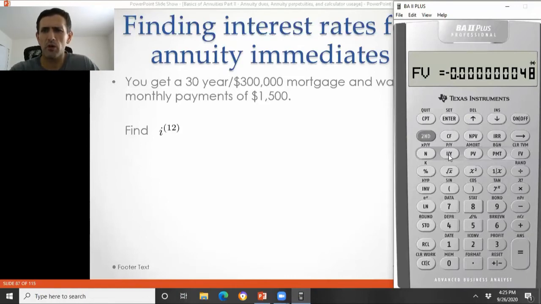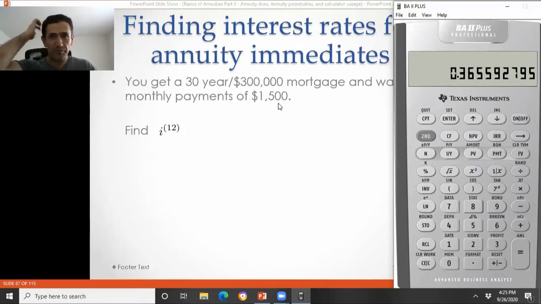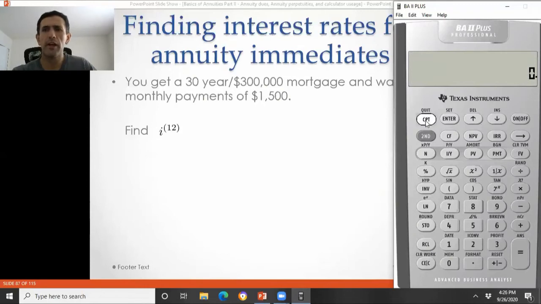So let's store this interest rate here. Let's say I want the future value of 1,500 at the end of each month for 360 months at this interest rate. What I would do is clear TVM and just re-input everything in.